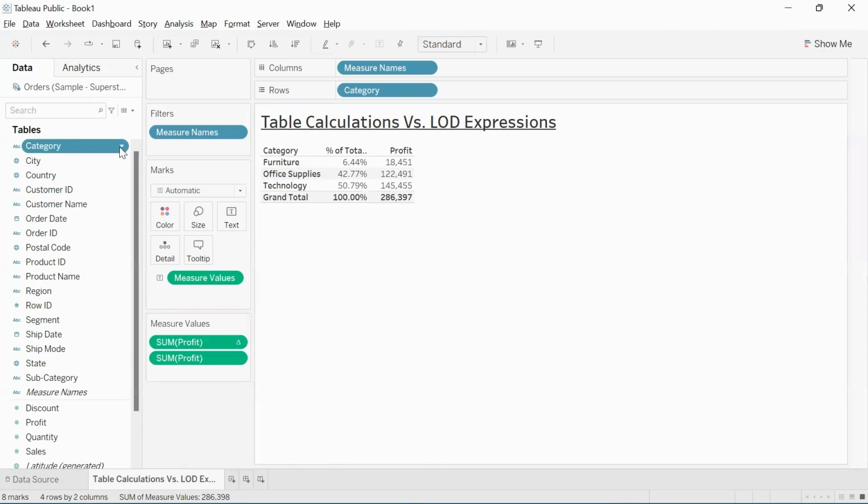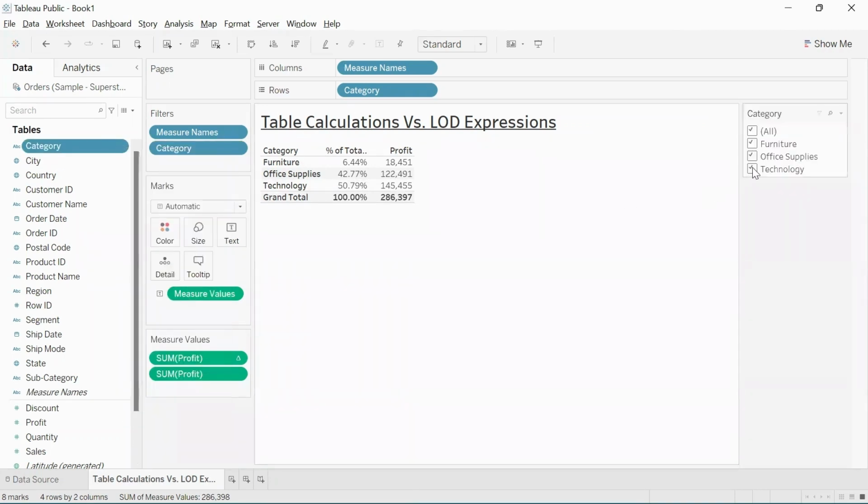Now suppose the values or the data in the chart changes. Suppose I remove technology. Now this is considered to be the overall profit, 100%. Then 18,000 is 13% of that value, which we can see here. And 122,000 is 86% of that value. So this is considered to be 100%, and what is the contribution of each member towards that value?